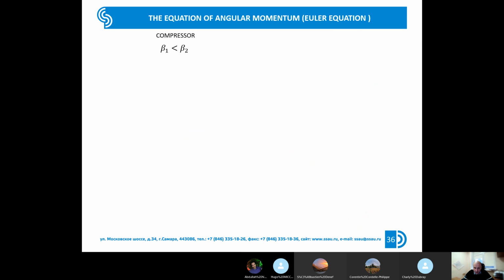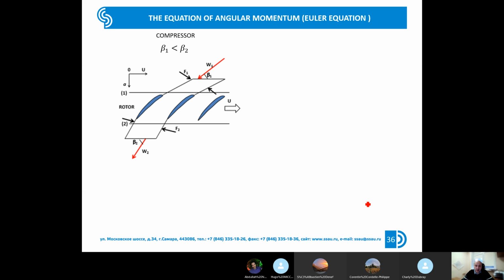So, okay, let's come further. In the compressor, we need to provide that beta 1 must be lower than beta 2.